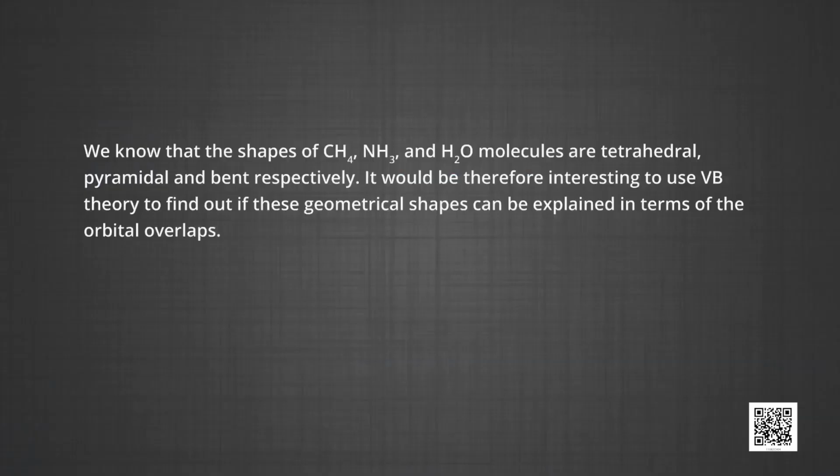The criterion of overlap as the main factor for the formation of covalent bonds applies uniformly to homonuclear or heteronuclear diatomic and polyatomic molecules. We know that the shapes of methane, ammonia and water molecules are tetrahedral, pyramidal and bent respectively. It would therefore be interesting to use valence bond theory to find out if these geometrical shapes can be explained in terms of the orbital overlaps.